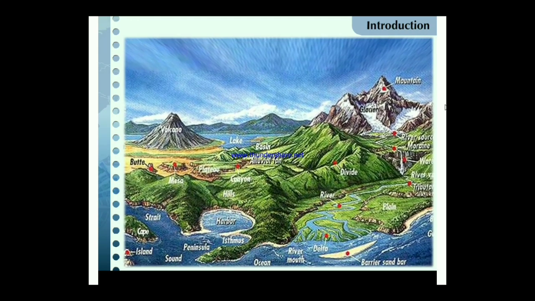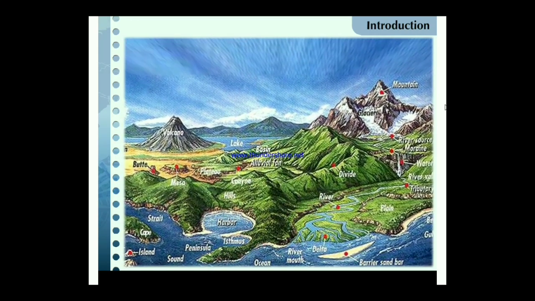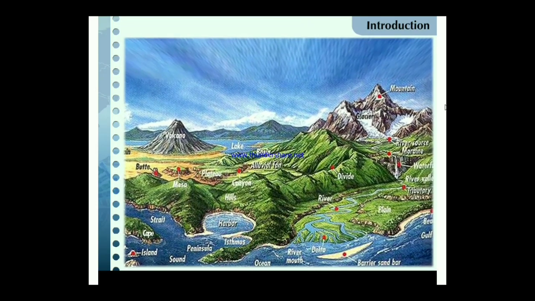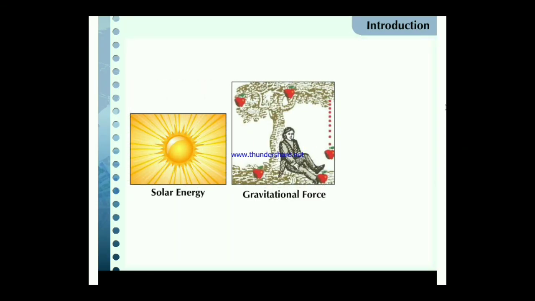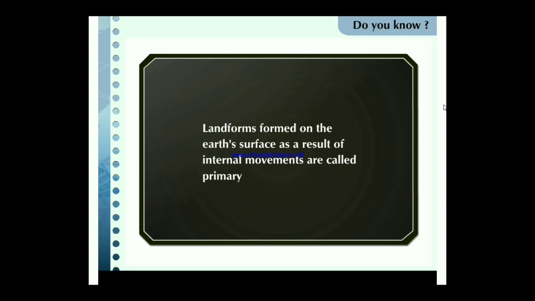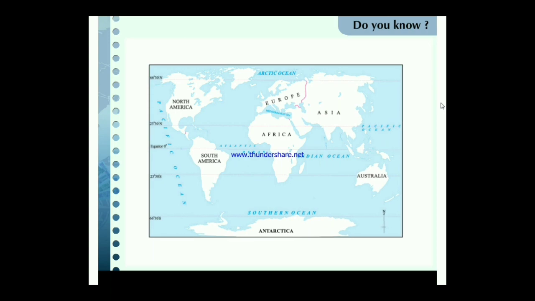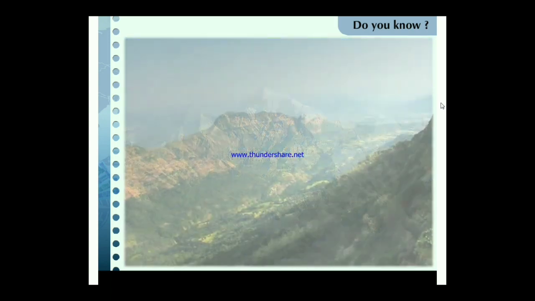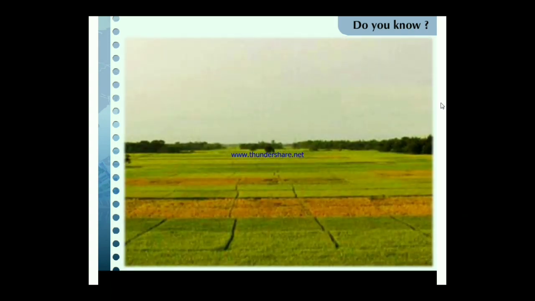External processes occur because of the forces working on the Earth's surface. They are mainly solar energy, gravitational force, and kinetic energy associated with the moving objects on the Earth's surface. Landforms formed on the Earth's surface as a result of internal movements are called primary and secondary landforms. For example, continents, mountains, plateaus, plains, etc.